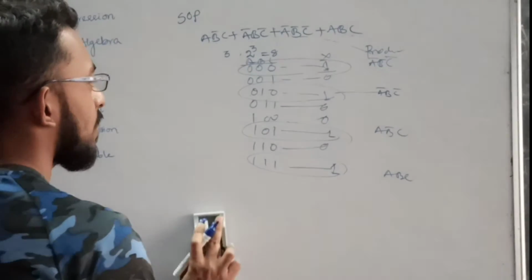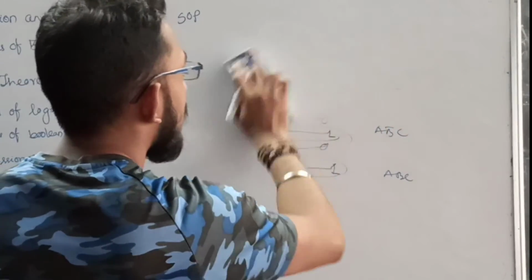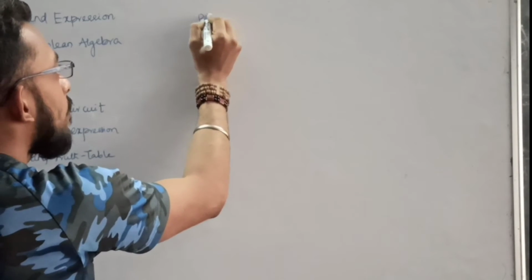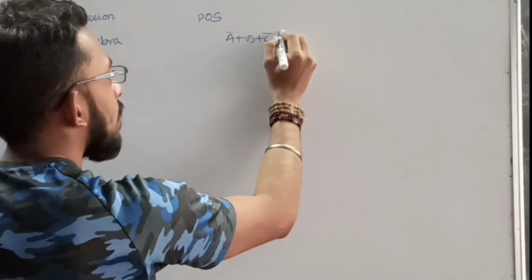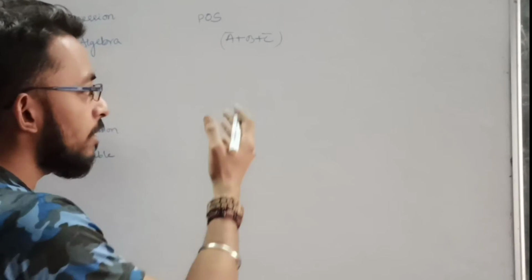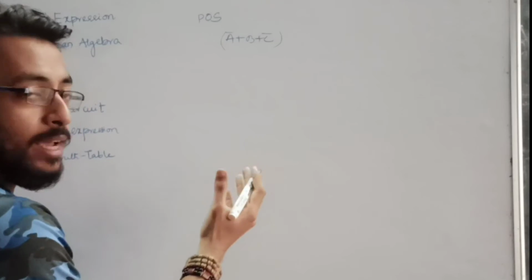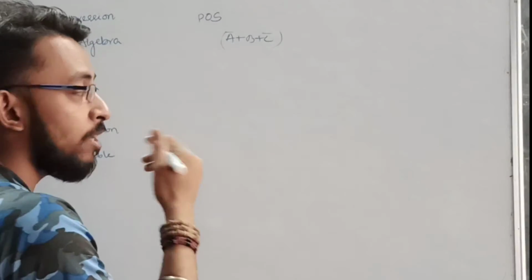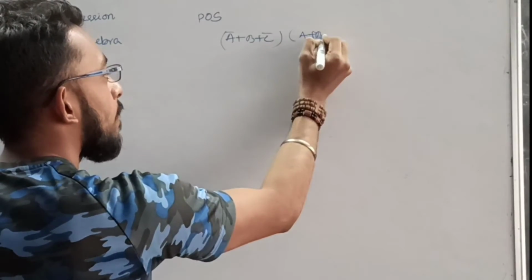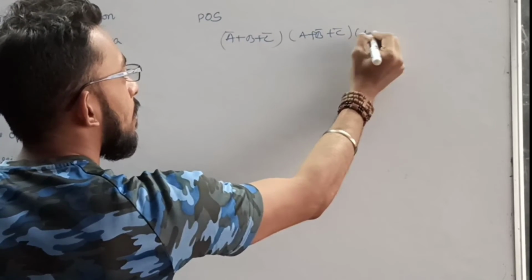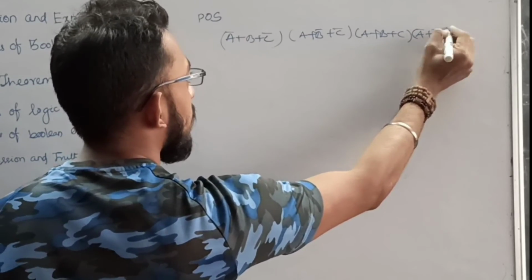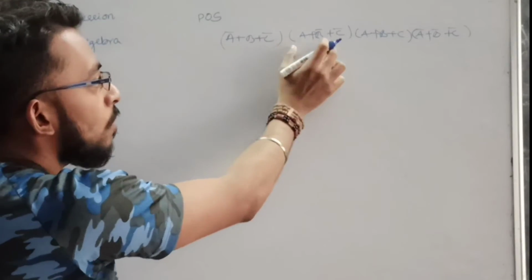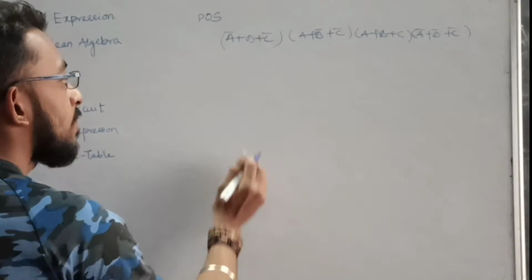Now let's see how to convert POS into a truth table. Suppose you have a POS form that is nothing but A bar plus B plus C bar. I am taking only 3 variables because it will become easy for me and will take less time. You can take 4 variables, not a problem at all. I have another term, A, B bar, C bar. A, B, C, A bar plus B bar plus C bar. This is a product of sums and they are multiplied.